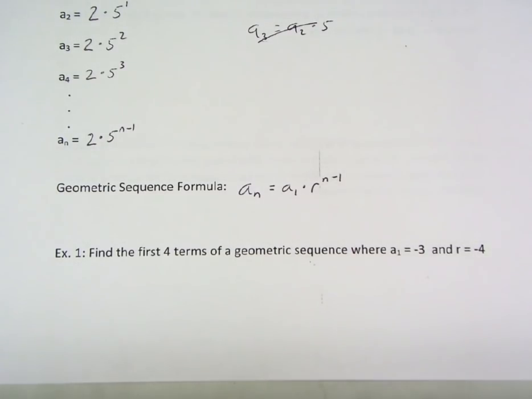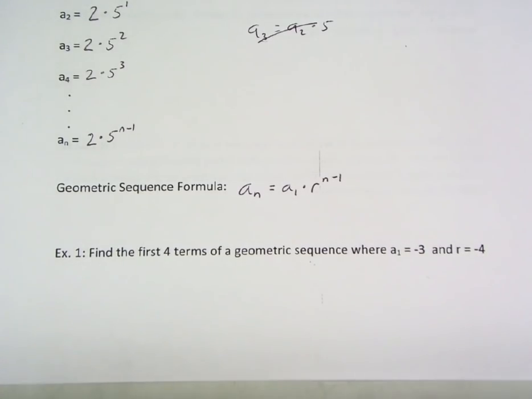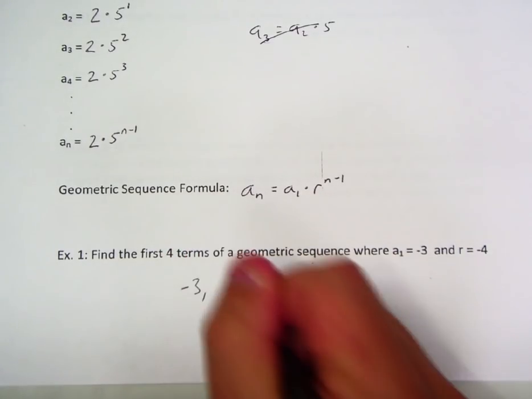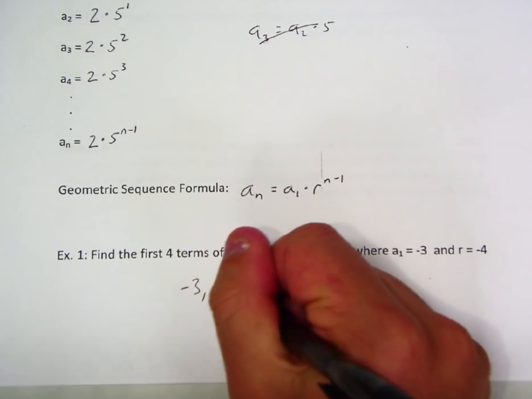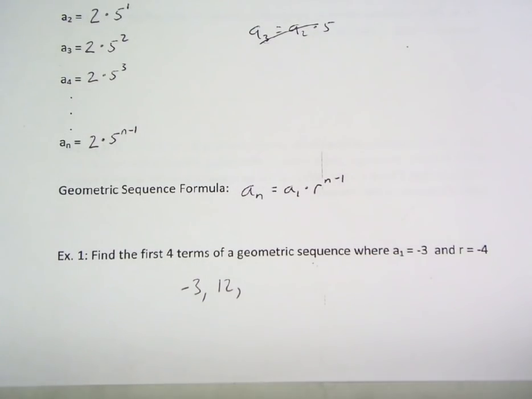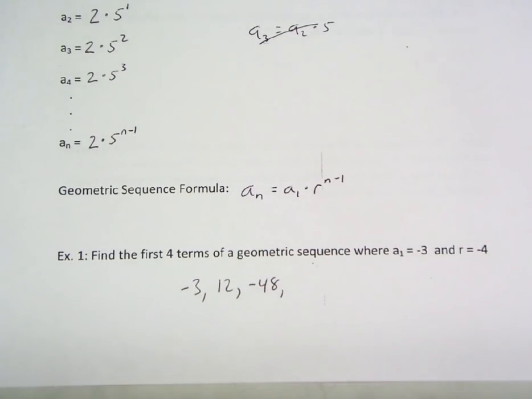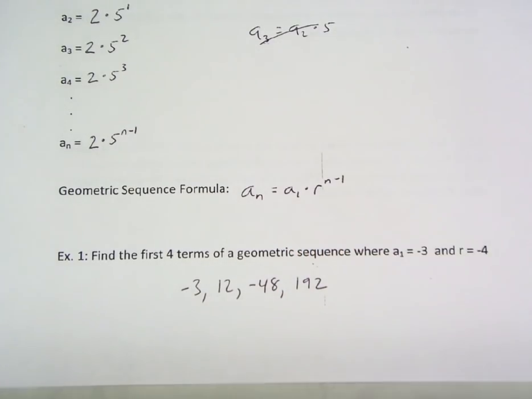If I want to find the first 4 terms of this sequence, and I know the first term, and I know what I'm multiplying by each time, well, just multiply by -4 each time. The first one's -3. The second one is whatever -3 times -4 is, so 12. Multiply by -4 again. And multiply by -4 again, and we get positive 192. So the formula would have caused us to do a whole lot of unnecessary work.